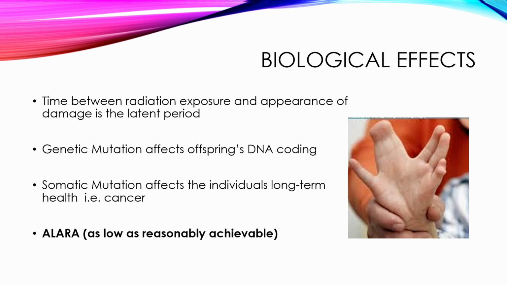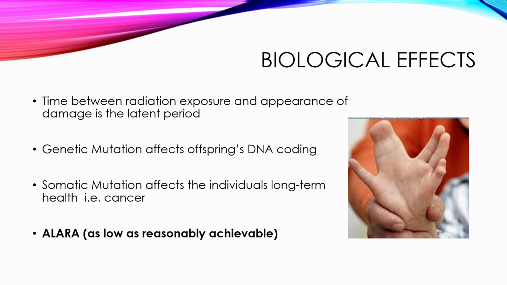We call these somatic mutations, meaning they affect the individual's long-term health, for example, cancer. There are also genetic mutations, which affect children and young adults who are more sensitive to radiation. These can damage the DNA in our cells. Genetic mutation can be transferred to the next generation. When we take special precautions and follow the ALARA concept, again as review, the ALARA concept is as low as reasonably achievable, we are preventing both of these mutations from happening, both somatic and genetic.